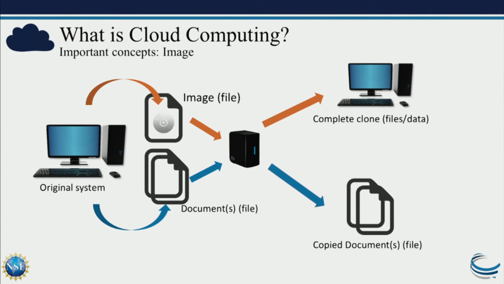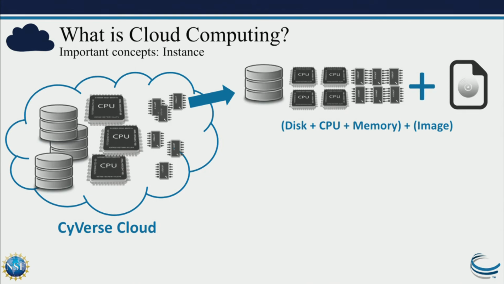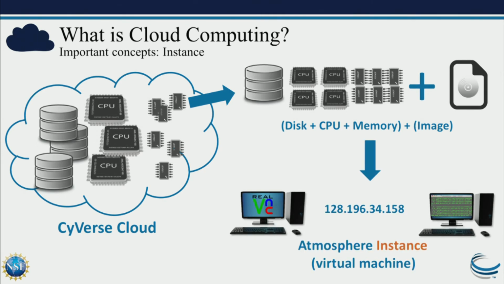An image is a file that contains the operating system as well as settings, parameters, and installed programs. Okay, there's one other piece of vocabulary, and that's called an instance. Okay, in the CyVerse cloud, we have hard drives, we have CPUs, we have memory, and for any type of job that you want to run, you're going to need a certain amount of those things. So you can request what you need, and then you also need to grab an image because you need an operating system to run a computer. And once you have all of those, you actually have what we call an instance.